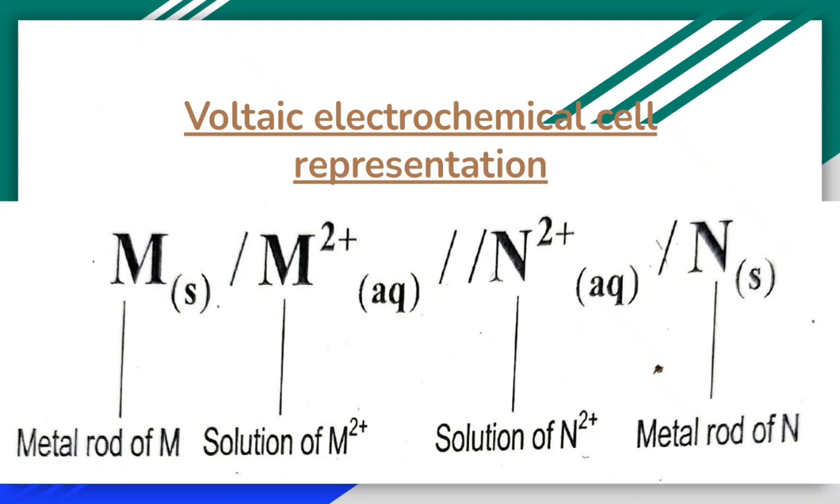Some points to note during the cell representation is that M must be the one with the highest reactivity. In the reactivity series, M is supposed to be higher, i.e. the anode. It is drawn first on the left hand side when illustrating the electrochemical cell. Then metal N must be the one lower in the reactivity series, i.e. the cathode, and it is drawn second or on the right hand side of the electrochemical cell.